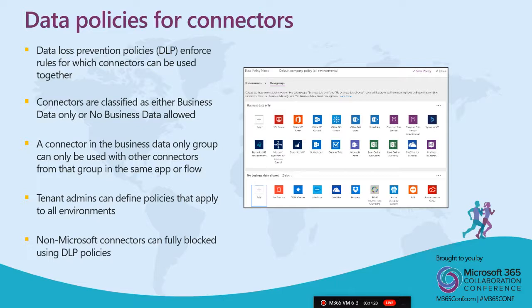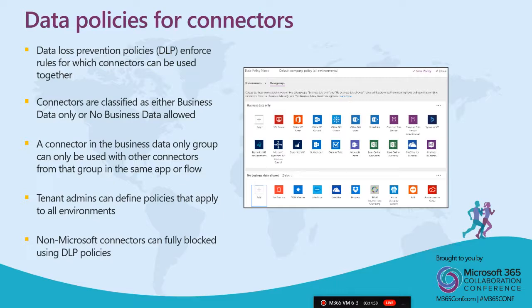Let's say all your business data is stored in SharePoint, and your organization doesn't want your SharePoint data exposed on social media. So what they will do is add those social media connectors in the no business data allowed group, and SharePoint into business data only. So whenever a user is creating an application with these two connectors, they will never get a success on that.